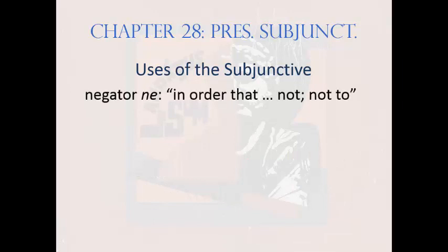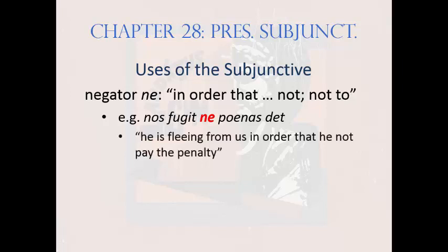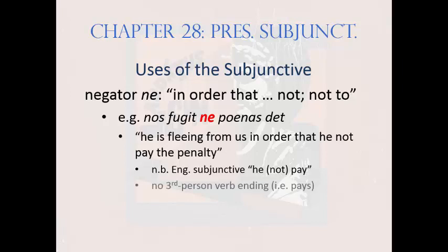A negative purpose clause, used when the point is to explain why someone avoided doing something, in Latin begins with ne, meaning in order that not, or not to, if you want to use the infinitive. For example, nos fugit, ne poenas det, meaning he is fleeing from us in order that he not pay the penalty. Note the lack of ending on pay here in English. It's proper grammar to say in a clause like this, he pay, not he pays. That is, not to use a third-person singular s ending.